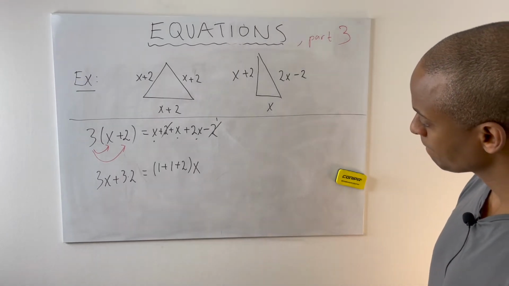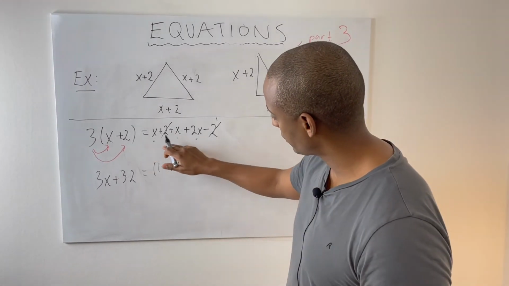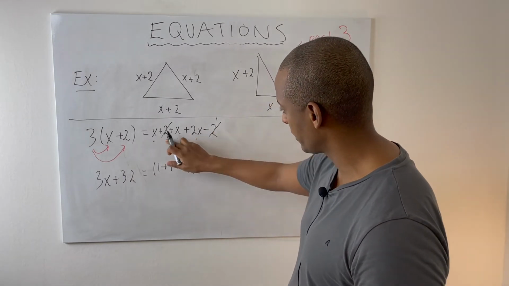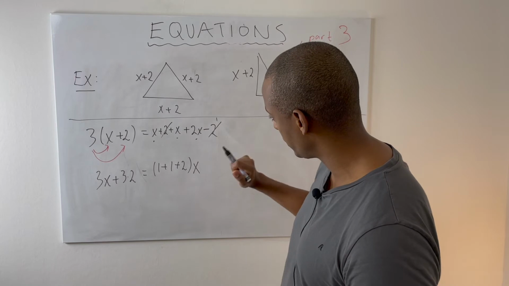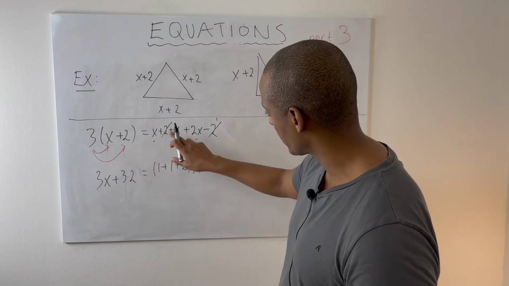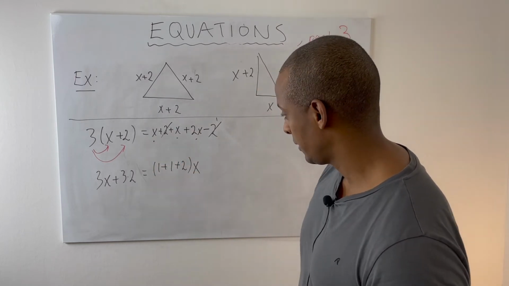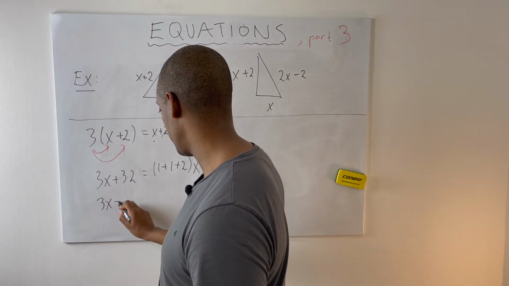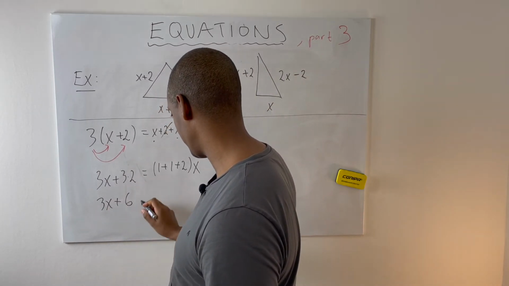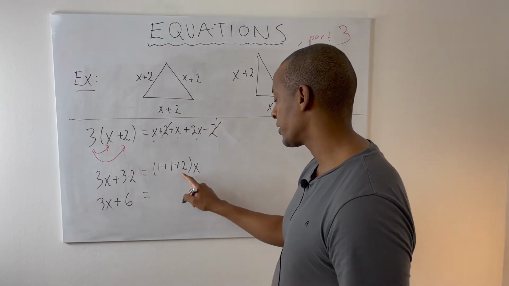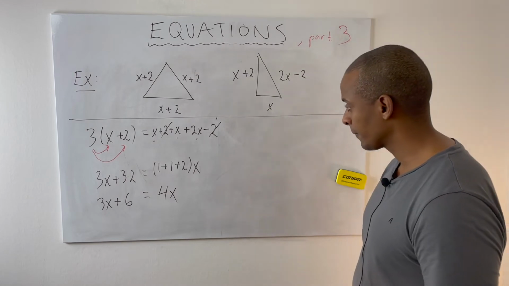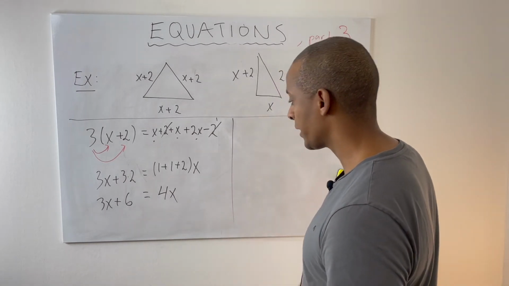Okay. So we look at the x terms separately, and then we look at the constant separately. So we have 2 minus 2, that's 0. And here we have 1 plus 1 plus 2x. So this is 3x plus 6, right? And here 1 plus 1 plus 2 is equal to 4x. Okay, let's continue on this side.